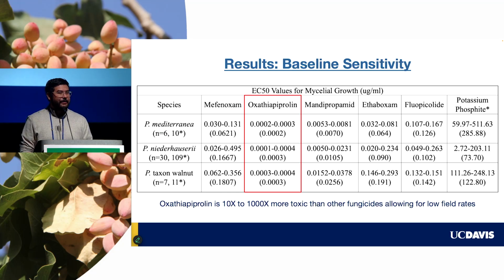And so this is just a quick table showcasing those baseline sensitivities. The purpose of assessing these sensitivities to begin with is to have the tools to monitor whether these Phytophthora species populations have a shift in their sensitivity over time, and to allow us to monitor for resistance to any potential fungicide product. And I do want to point out that out of those tested, oxathiapiprolin was shown to be 10 to 1,000 times more toxic than the other products out there.